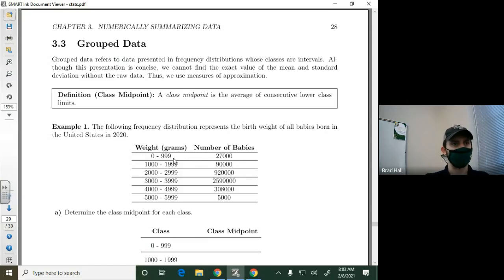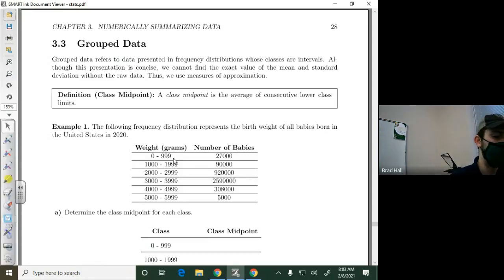And we've done this before. We generally do this with continuous values, or discrete values when there's a lot of them. But the way we can approximate a mean, not figure out the actual mean, without having the raw data to add together and then divide by the number of values, one way we do this is called using a class midpoint.